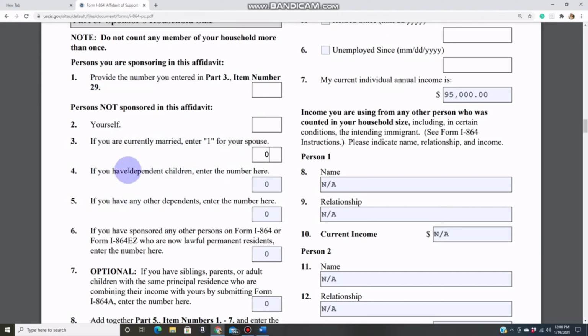Number 4, if you have dependent children, enter the number here. Since my husband does not have dependents or children, I write down 0. But if your petitioner or your husband has children, you must count the children and enter the number in this space provided, because they are not being sponsored in this part, okay? Number 5, if you have any other dependents, enter the number here. So aside from the children, if your petitioner, sponsor, or your husband has any other dependents, you must write down the number in this space provided.